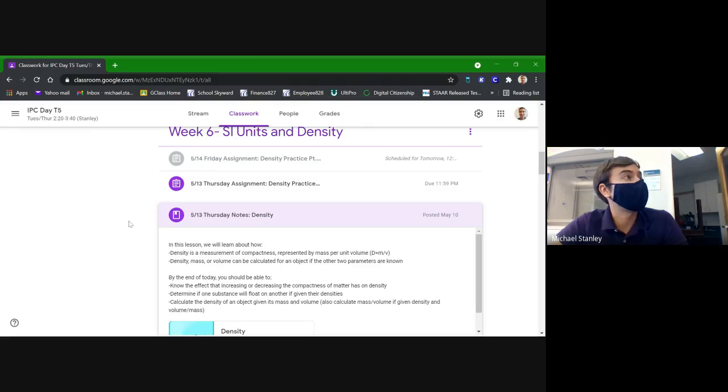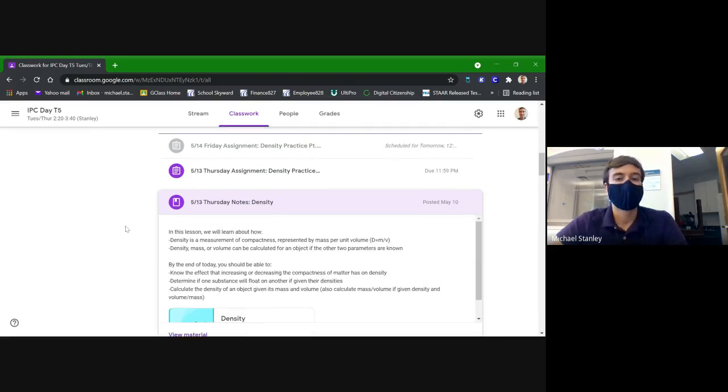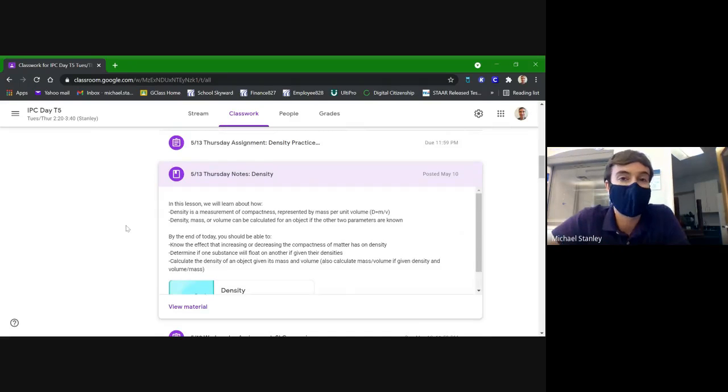So today we're going to be talking about density. Density is another kind of measurement similar to mass and volume and length that we were just talking about. But it's a little bit more complex. As we'll see in a little bit, it's actually a combination of mass and volume. So it's a comparison of how heavy something is to how big something is.